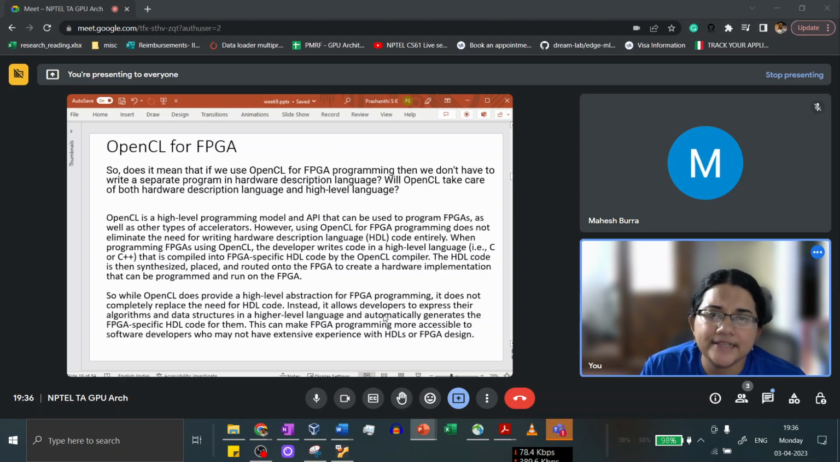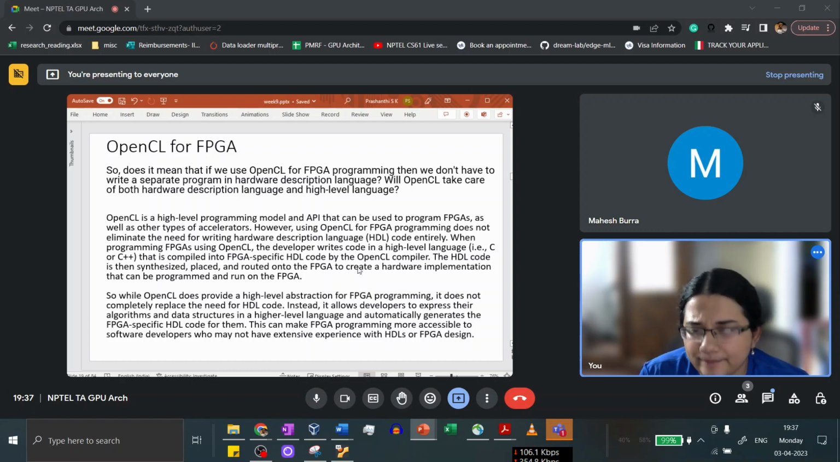Instead, it allows developers to express their algorithms and data structures in a high-level language and automatically generates the FPGA-specific HDL code for them. This can make FPGA programming more accessible to software developers who may not have extensive experience with HDLs or FPGA design. So, in one sentence, the answer says that you still have HDL in the picture, but the developer doesn't have to write it.